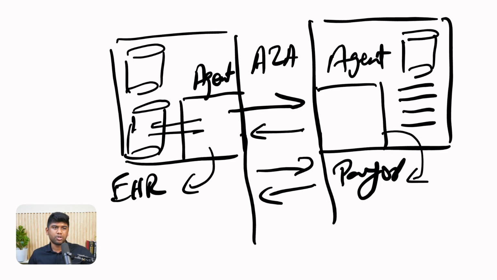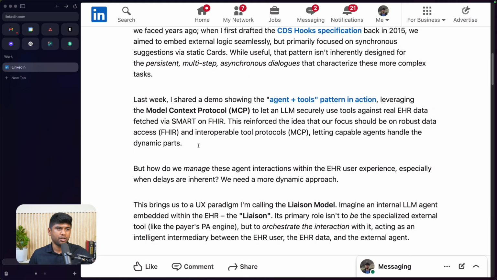Last week I shared demos showing the agent plus tools pattern in action, leveraging the MCP to let an LLM securely use tools against real EHR data fetched via SMART on FHIR. This reinforced the idea that our focus should be on robust data access, FHIR, and interoperability protocols, MCP, letting capable agents handle the dynamic parts. So what I think Josh is arguing against here is that all, I think I'm not sharing the right screen here.